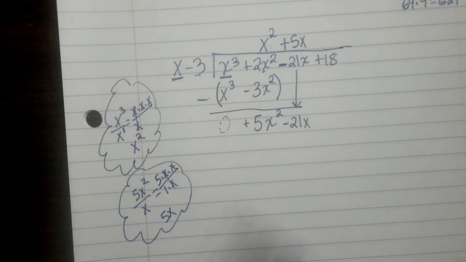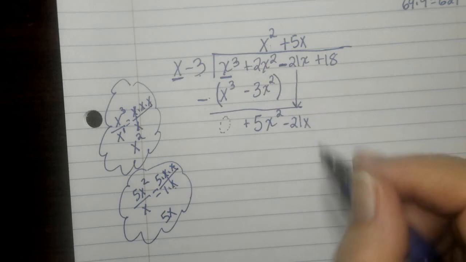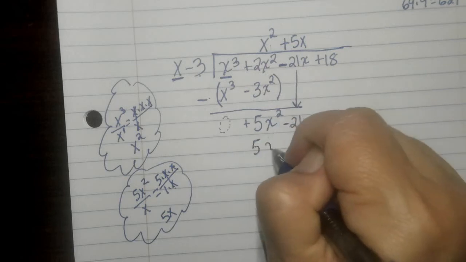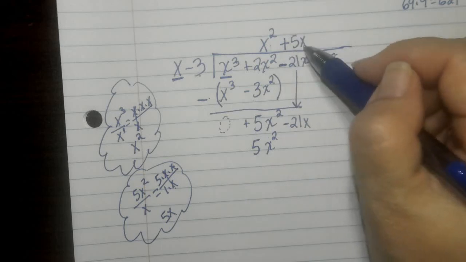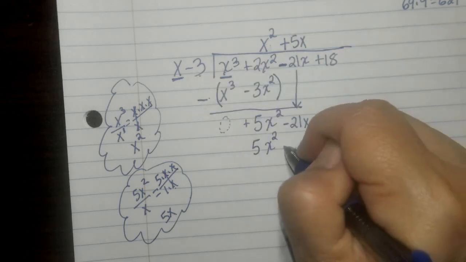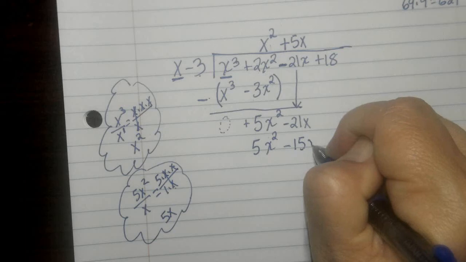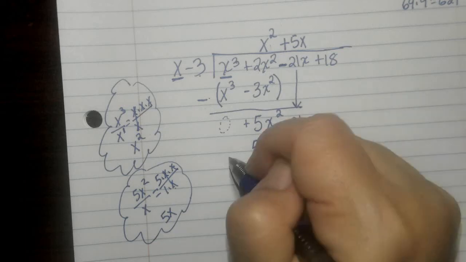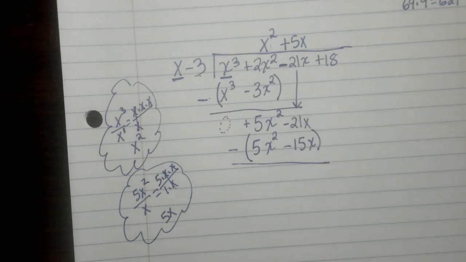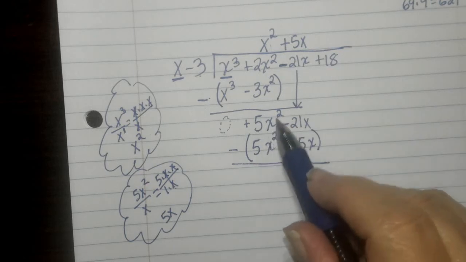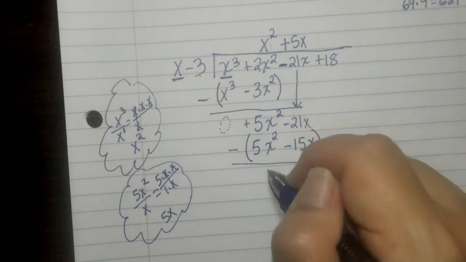Now I'm going to multiply. 5x times x makes 5x squared. 5x times negative 3 makes negative 15x. Then I subtract the entire polynomial. 5x squared minus 5x squared is 0.